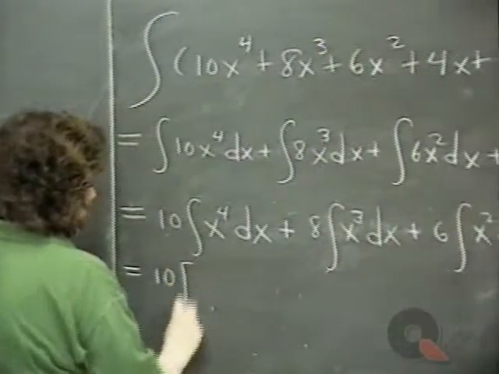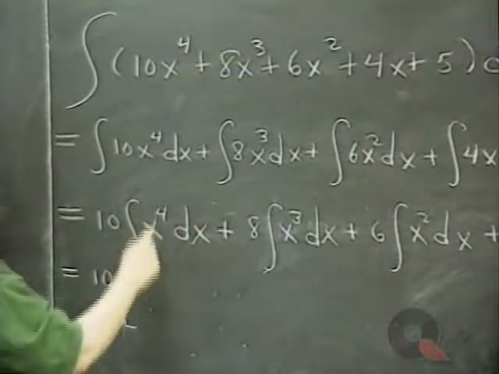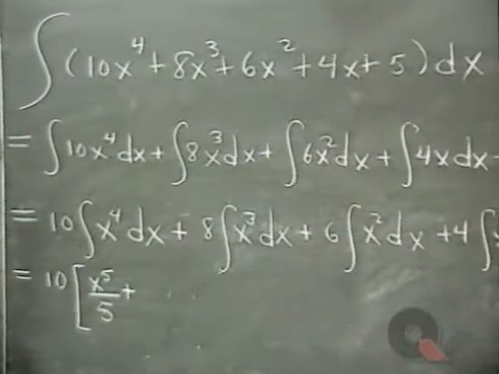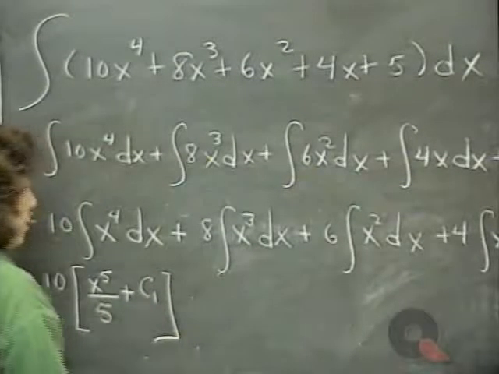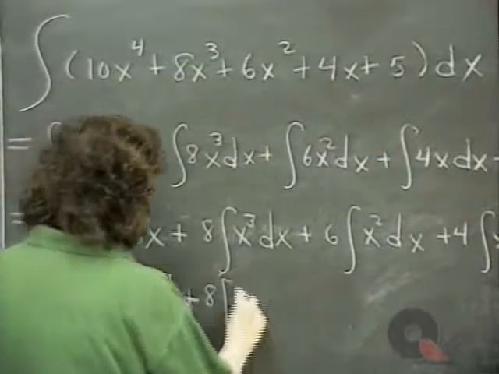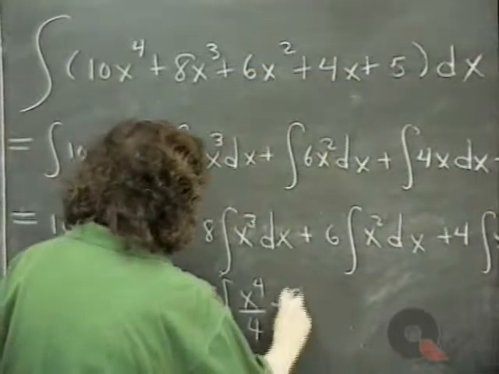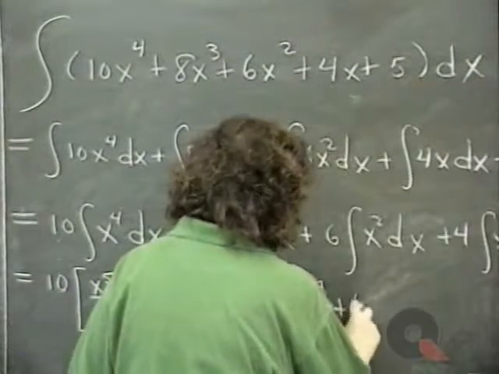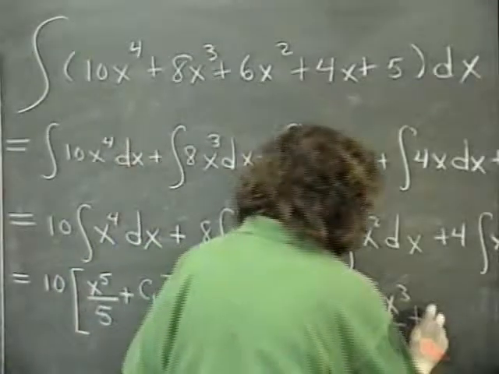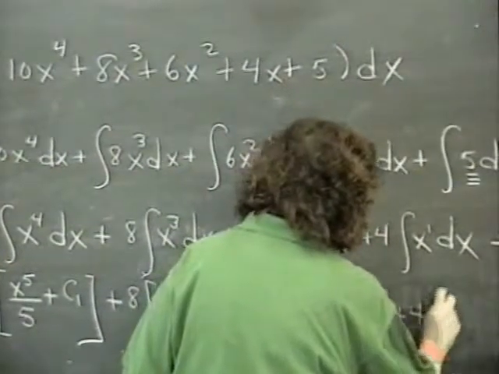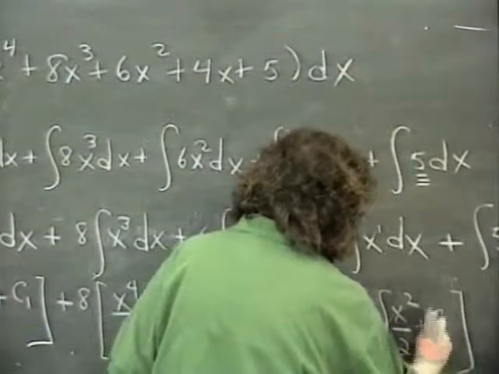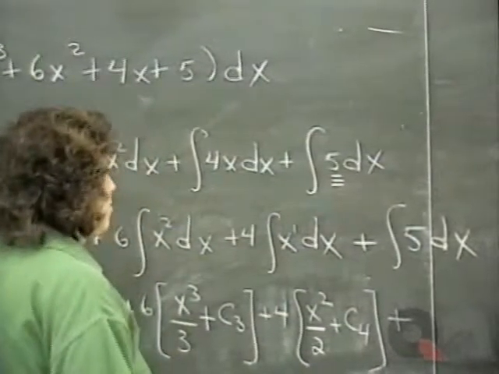10 times, now what is the antiderivative of x to the 4? It's x to the 1 more power, x to the 5 over 5 plus, now there's 5 different problems here, so I'm going to use a different constant each time, plus say c1, plus now 8 times antiderivative of x cubed, which would be x to the 4 over 4, plus a constant, let's say c2, plus 6 times antiderivative of x squared, which is x to the 3 over 3, plus another constant, plus 4 times antiderivative of x to the first, which is x to the 2 over 2, plus a fourth constant, plus, now, antiderivative of 5.